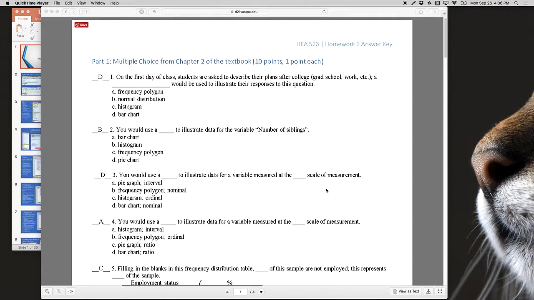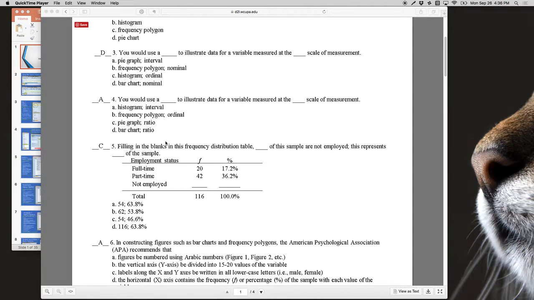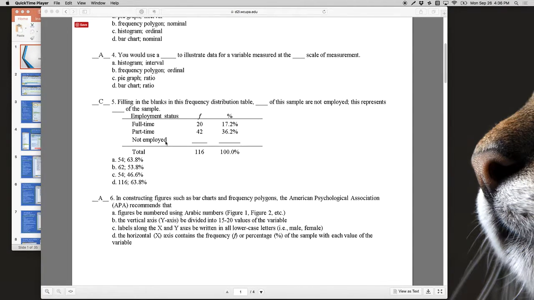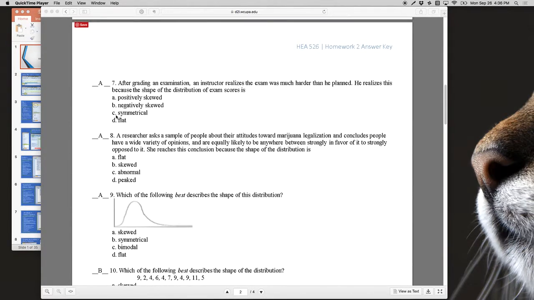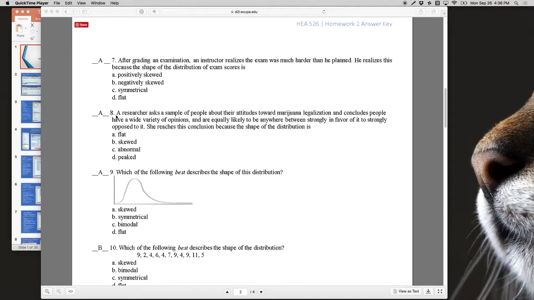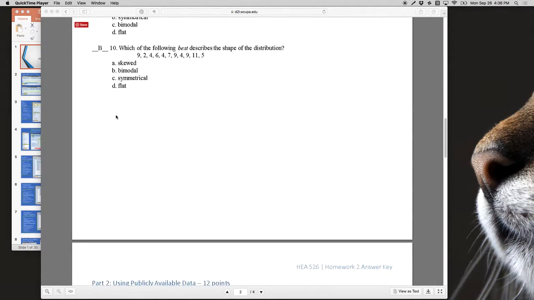Okay. So now let's go over the homework for homework 2. I did grade this, so your grade is posted, but I'm just going to go over it in case you have questions. So 1 is D, 2 is B, 3 is D, 4 is A, 5 is C, 6 is A, 7 is A, 8 is A, 9 is A, 10 is B.